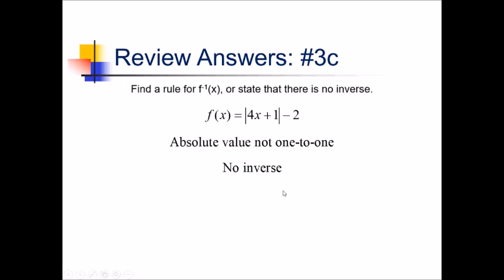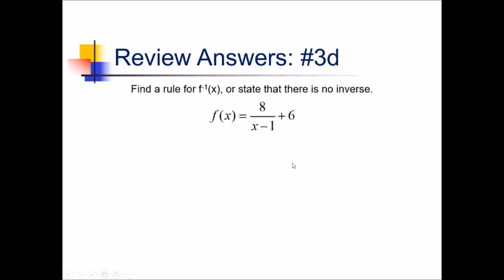Another way to think about this, since we know our function families now, is that absolute value functions fail the horizontal line test, which is a test to see if you have an inverse. If you have a horizontal line that touches twice, your function will not have an inverse.